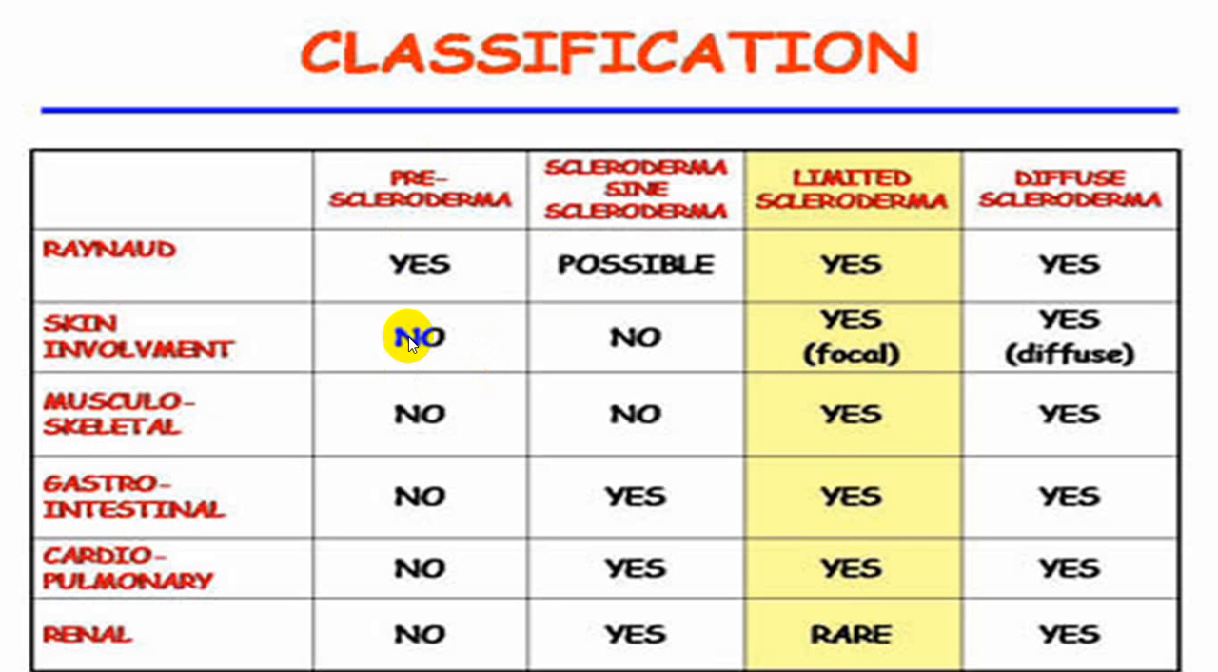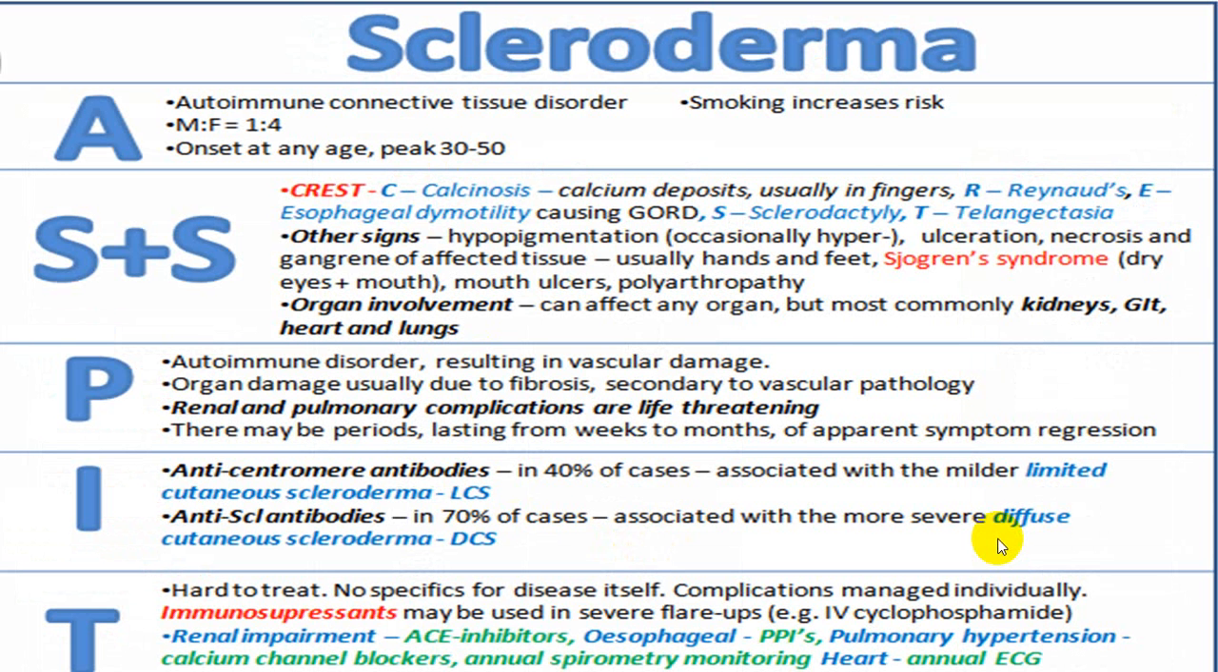So these are the different presentations you come across. We'll be discussing them together. So in scleroderma, you get autoimmune connective tissue disorders. Male to female ratio may be from 1:4 up to 1:14. It can start at any age, right from 30 to 50. Smoking increases the risk of scleroderma.